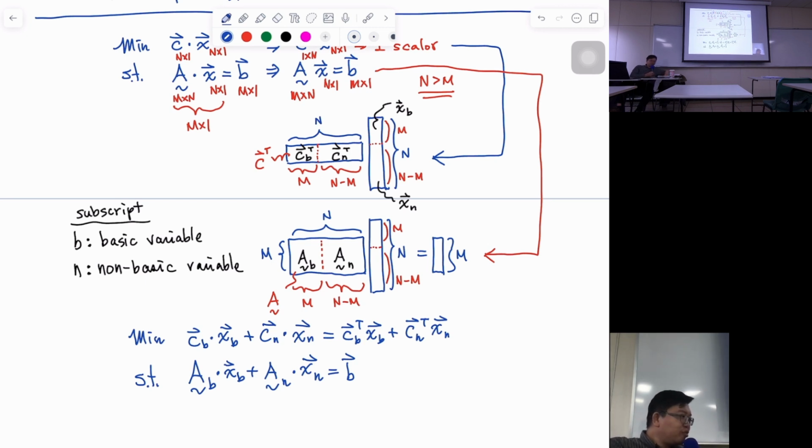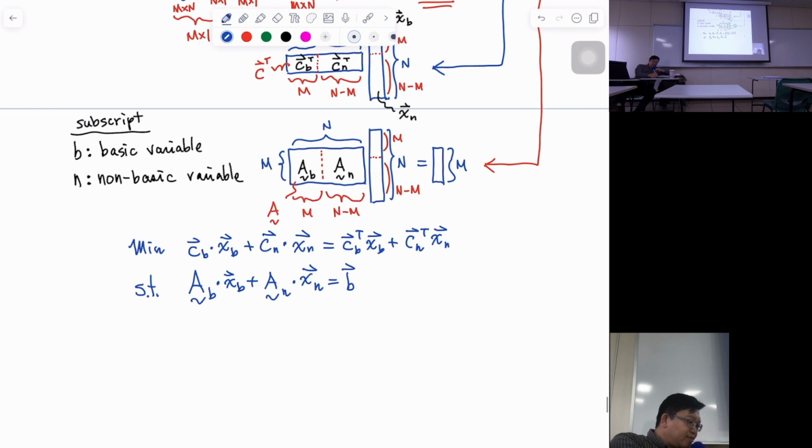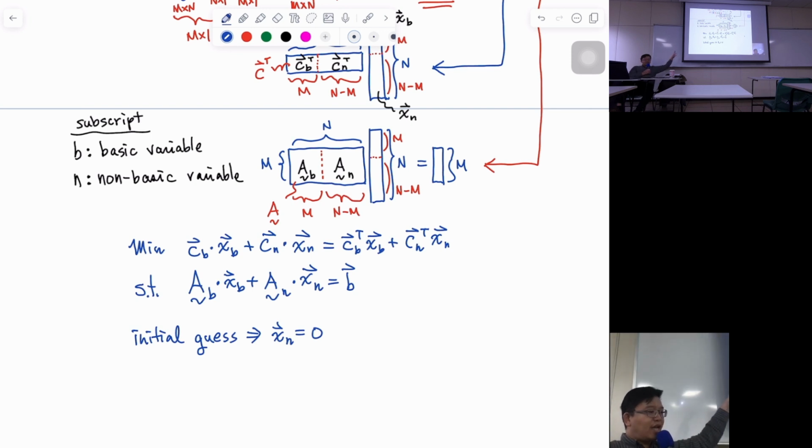Now, why do we do this? Because we don't know what the solution is, so we usually need to start with an initial guess. And the trick of linear programming is that it's gonna start with making a guess on the non-basic variable. So we're going to guess XN equals 0. So basically, everything inside XN is gonna be 0. So it's actually a vector of 0. All of them are 0.